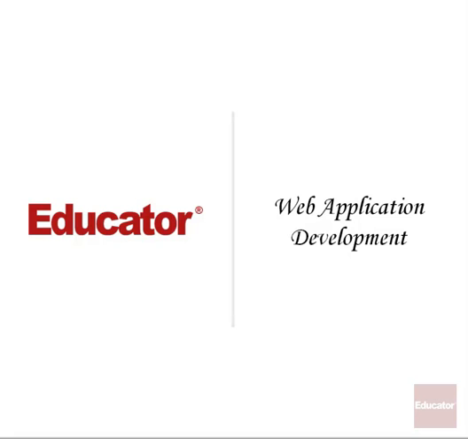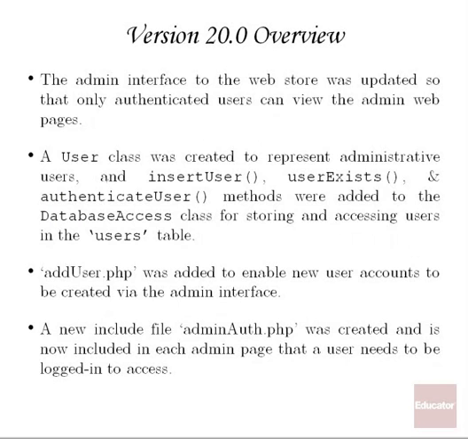In today's lesson, we're going to be wrapping up development of our web application, incorporating what we learned in our last lesson about user authentication. So in this new version, which is going to be version 20.0, basically what we're doing is adding an authentication system to our administrative interface for our web store. The interface where we can add and remove items from the store and view orders in the store, we're going to restrict so that only authorized users can do that.